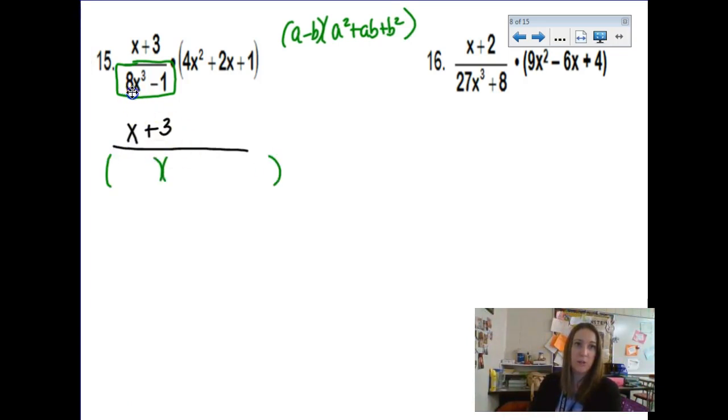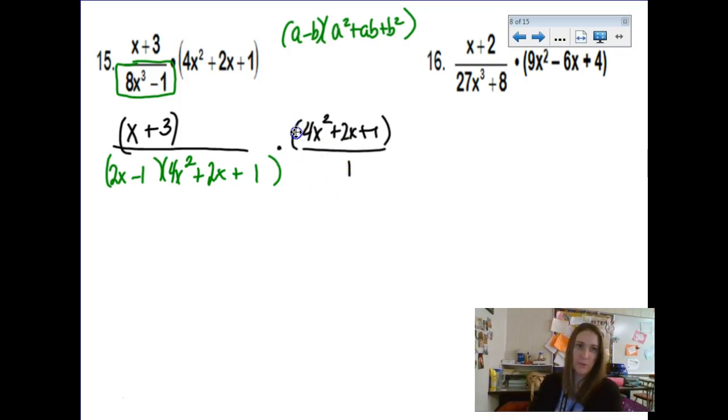Alright, a would be the cube root of this, so that'd be a 2x. Cube root of that is 1. And then 2x quantity squared would be a 4x squared, plus a times b, which would be 2x, plus b squared, which should be a 1. So that's what this first fraction really is. And then we're multiplying it by this existing 4x squared plus 2x plus 1.